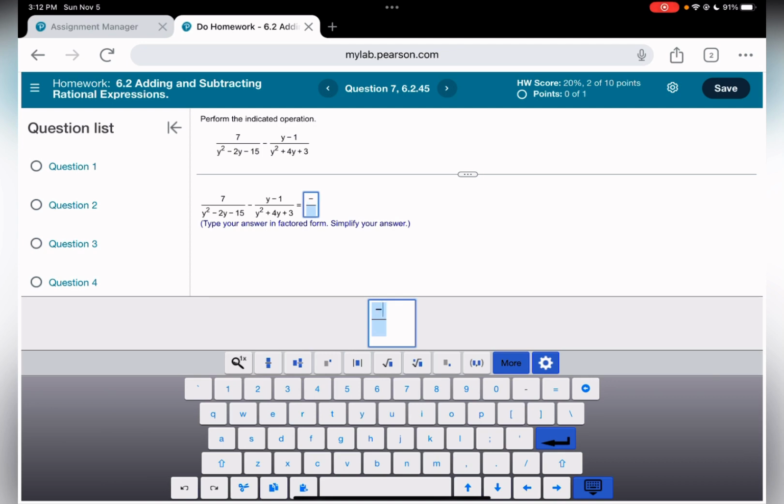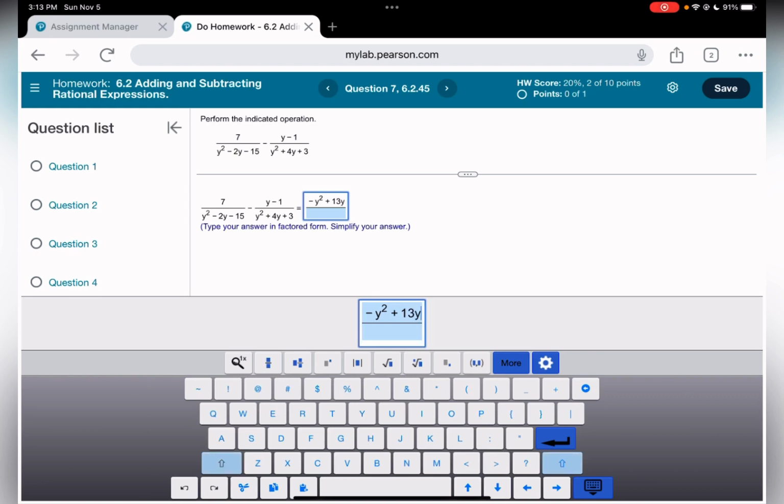Negative y to power 2, plus 13y, and then plus 2. In denominator I have parentheses.